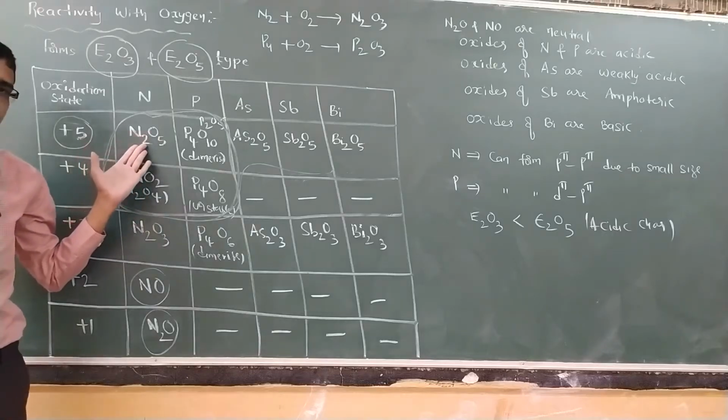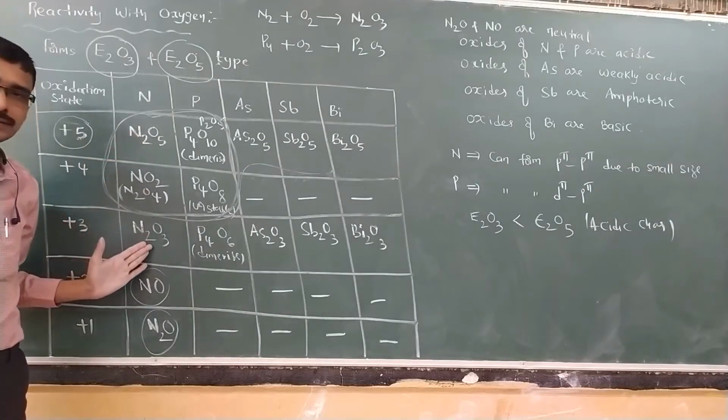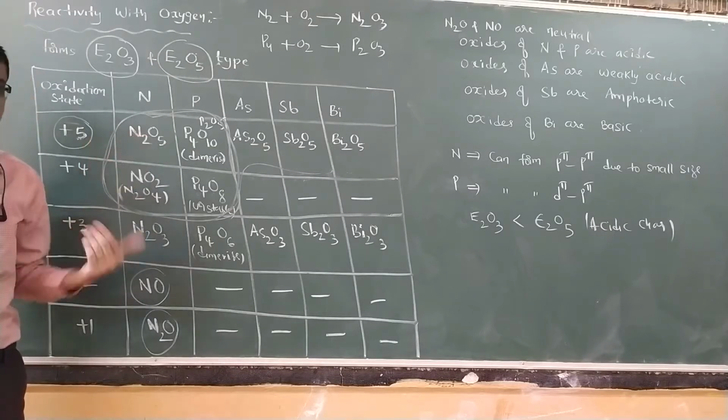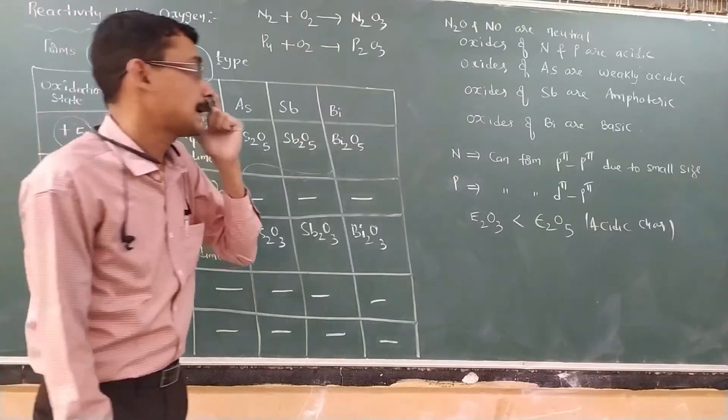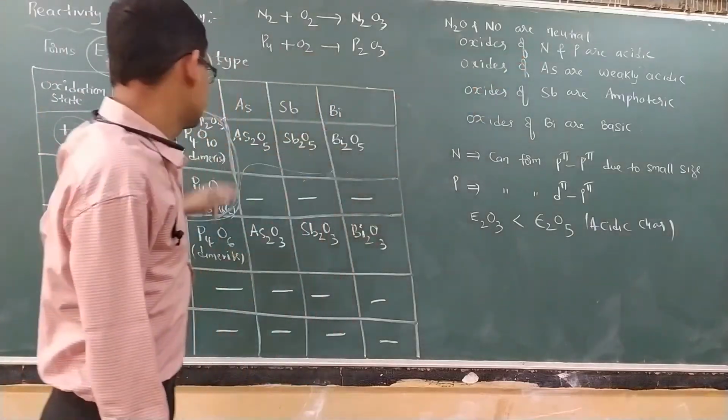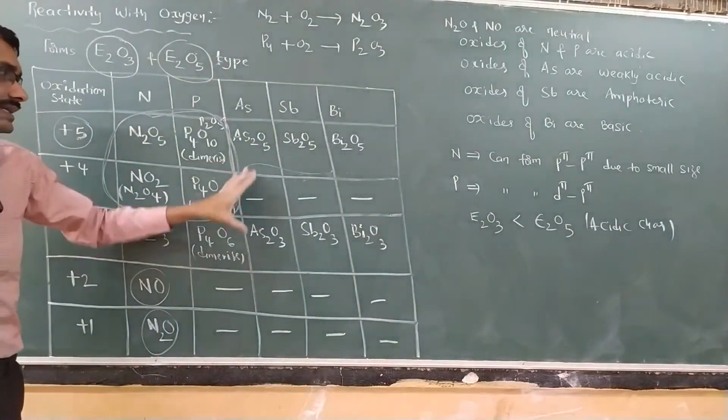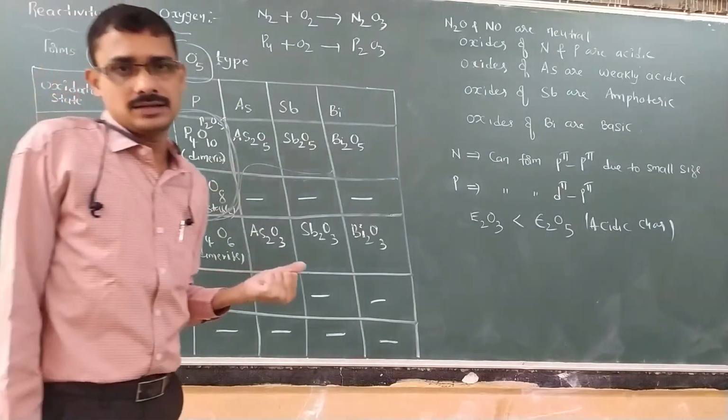Nitrogen pentoxide and nitrogen trioxide form acidic oxides. Similarly, phosphorus oxides are also acidic in nature. Next, what about arsenic? As2O5 and As2O3 have weak acidic character.